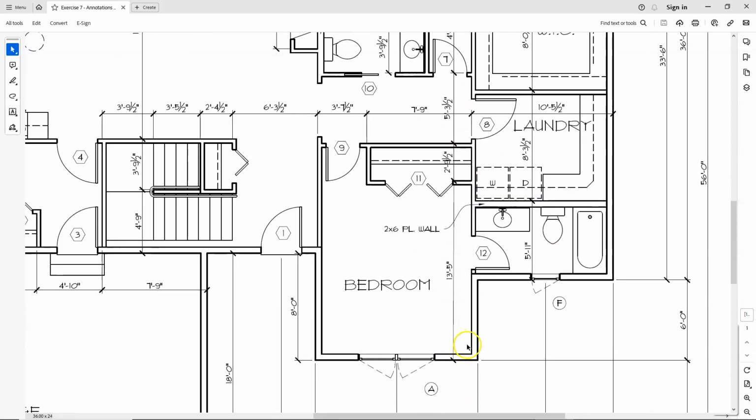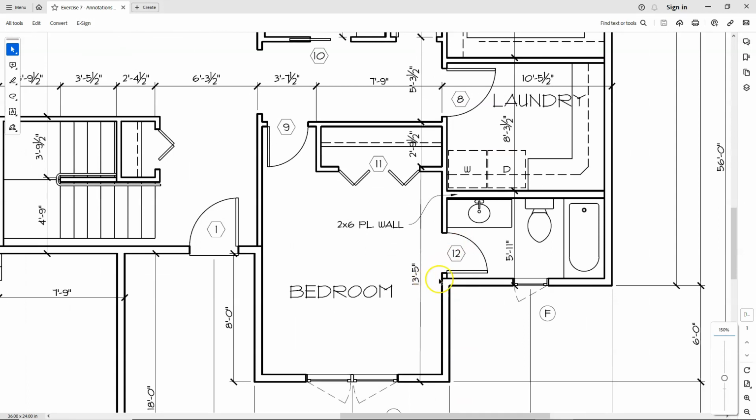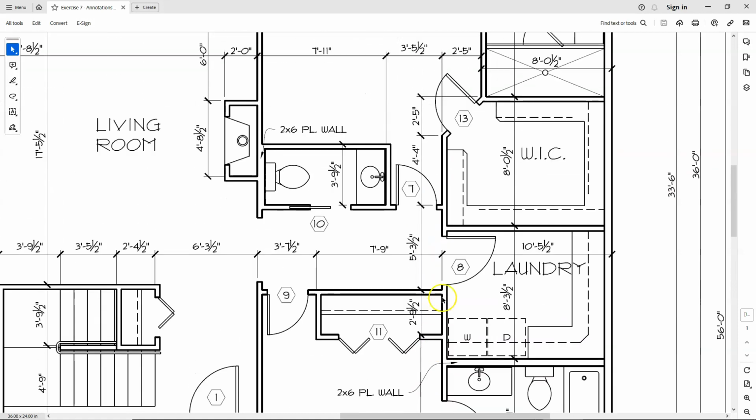Now you might wonder, why am I not dimensioning this corner right here? The reason is that's already defined out here. This is an exterior wall, remember. We only need to pick up the interior walls and show where those are. Up here a little bit farther, you'll notice that this wall right here has its own dimension.